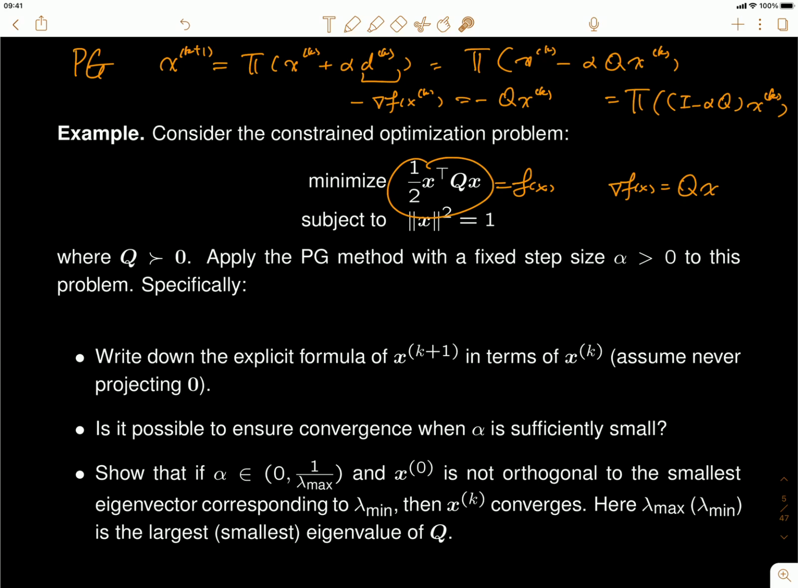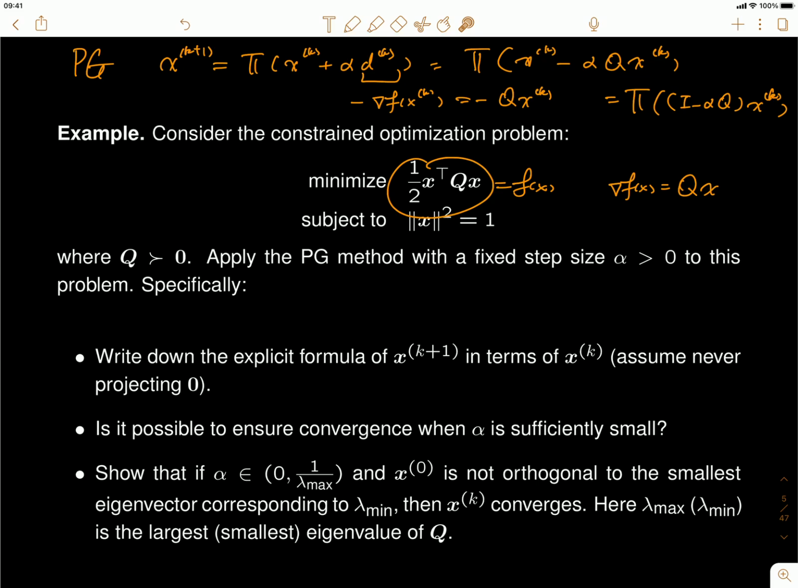And we're going to answer a few questions. First question: write down the explicit formula for x_{k+1}. We just did that. The second one: is it possible to ensure convergence when alpha is sufficiently small? So suppose alpha is small enough, can we ensure convergence? The last one: show that if alpha is in this range and x0 is not orthogonal to the eigenvector corresponding to the smallest eigenvalue lambda min, then x_k converges.